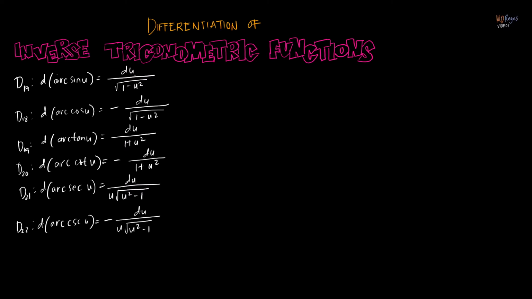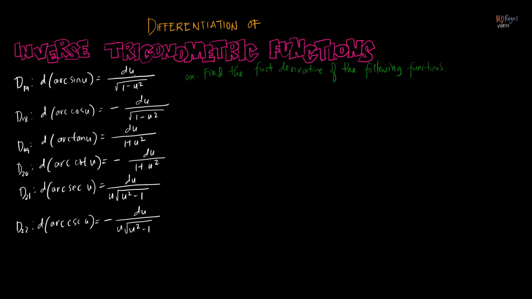If you'll notice, you only need to memorize 3 formulas for this one, because the derivative of arc cosine of u is just the negative of the derivative of arc sine of u. And for arc tangent of u and arc cotangent of u, one of them is just the negative of the other. And for the derivative of arc secant of u and arc cosecant of u, again, one of them is just the negative of the other. So all in all, you just have to memorize 3 formulas here. Just remember one of them is the negative of the other. So sine and cosine are partners, tangent and cotangent are partners, secant and cosecant are partners in this set of formulas.